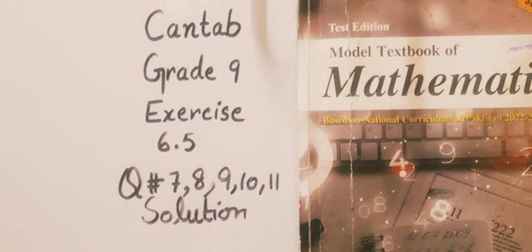Today we are going to solve trigonometric and bearing problems from Cantab Grade 9 exercise 6.5, questions number 7 to 11, in a very simple and easy way. We will use trigonometric ratios to find distance and angles in real life problems. Now let's get started.